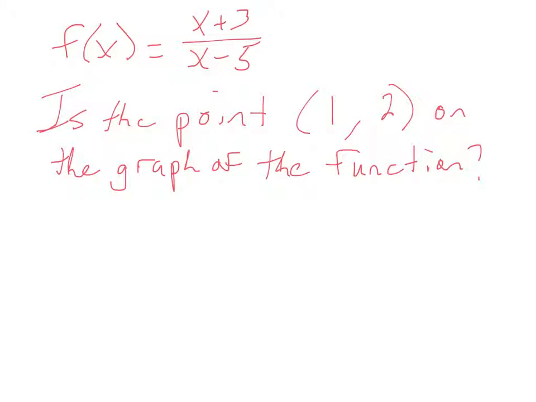We plug in 1 for x and 2 for y, that is, f of x. And if we end up with a true statement after we simplify everything, we'll know that the point is actually on the function. So we end up getting 4 over -4, and so we get -1. Is 2 equal to -1? No. So the point 1, 2 is not on the function.